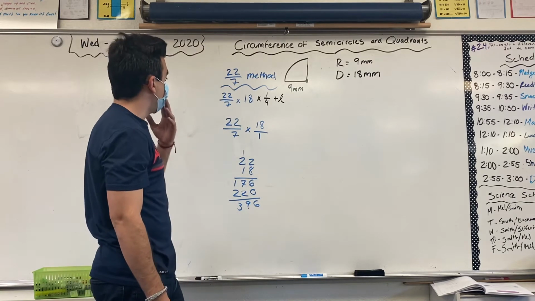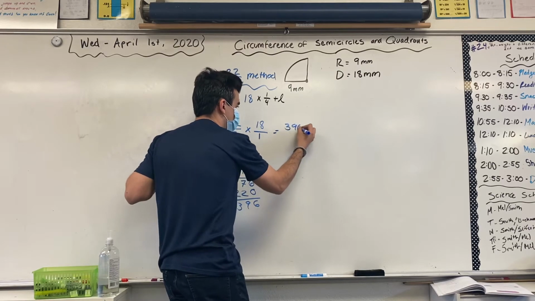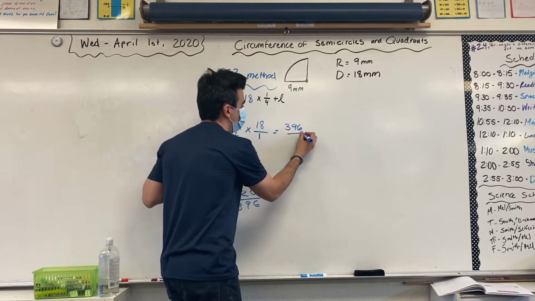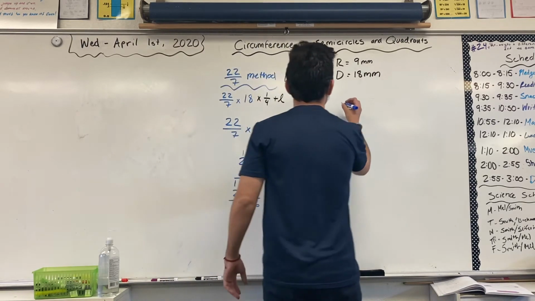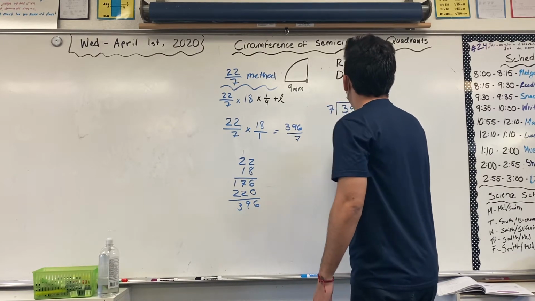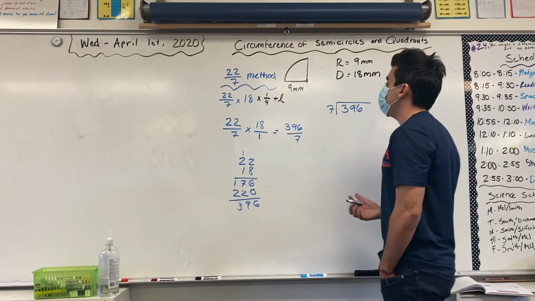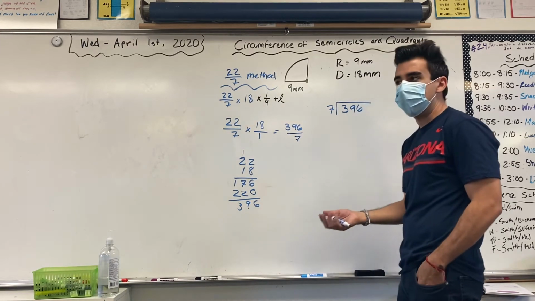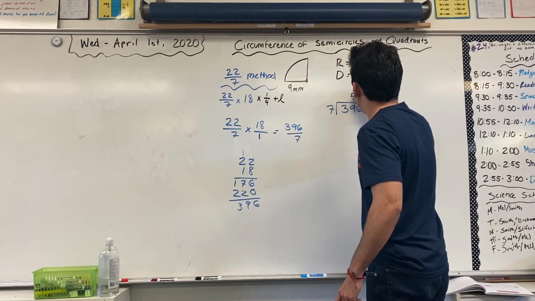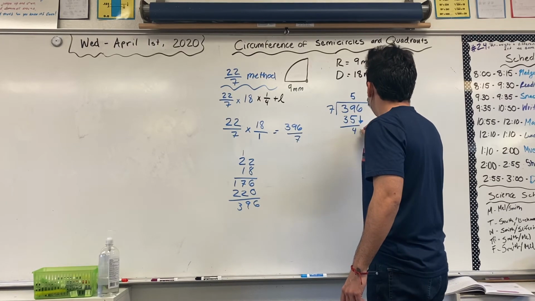So far I have 396 as my numerator. Then I need to multiply the denominator. 7 times 1 is 7. So now I have 396 divided by 7. 7 does not go into 3, but it does go into 39. How many times, guys? You tell me. That's right. It does go into it 5 times. 5 times 7 is 35. Subtract, I get 4, 6.